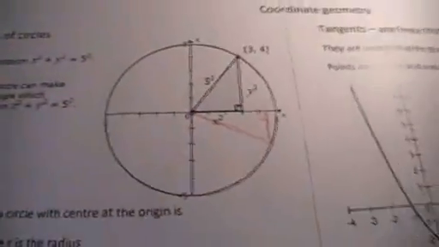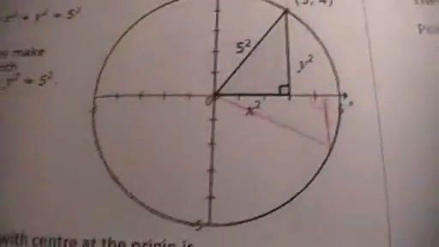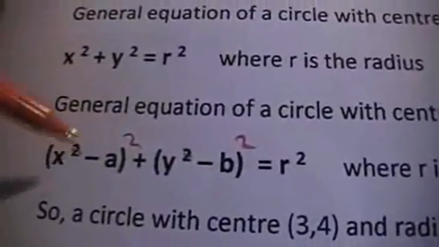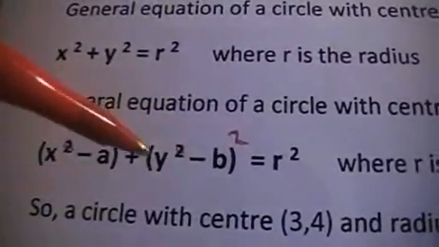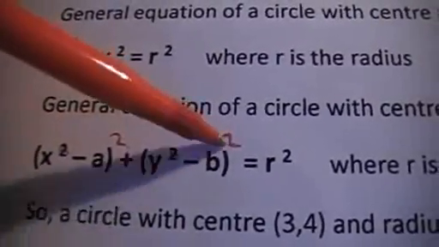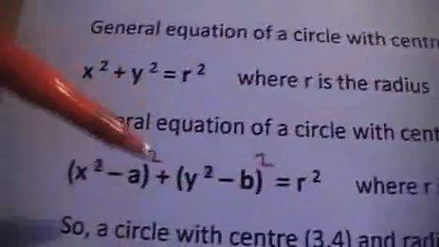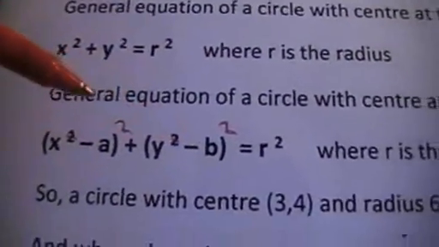Now, obviously circles can appear and exist away from the origin. So the general form when it's away from the origin is this. I did do it wrong on the sheet, so ignore these squares here. So it's x minus a all squared plus y minus b all squared equals r squared. Now, r is the radius and the centre is (a, b). Notice that you've got these minuses here, so you have to be careful.